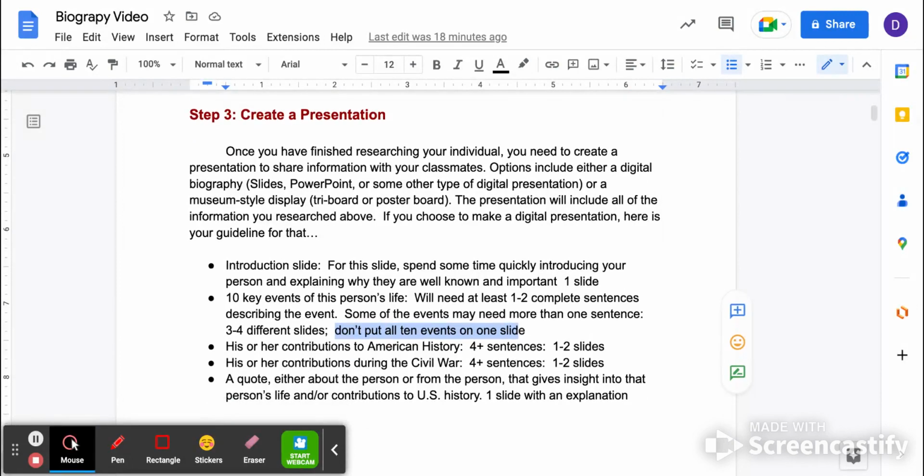I would suggest having different areas of the poster. So you have one area that has the key events. You have another area separate that is contributions to American history, contributions to the Civil War. So set it up so it's not just a hodgepodge all mixed in. Have separate areas so the viewer can see it and understand it easily.